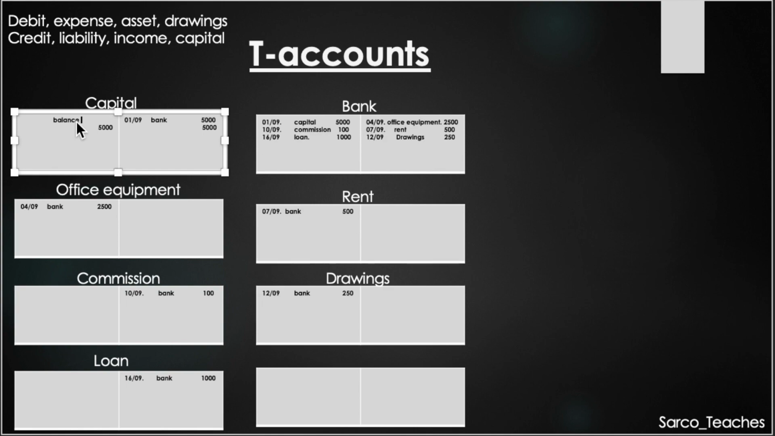And the balance figure is the one that you take and you put in your trial balance, and then that gets used in the income statement and statement of financial position.